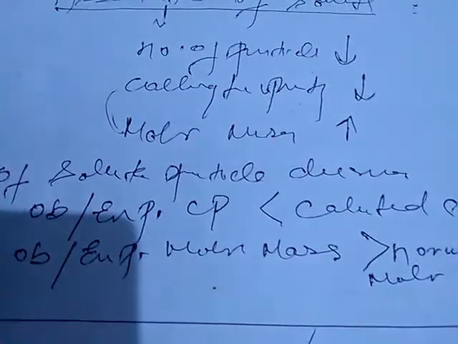So the first point which we have to keep in mind is that the observed or experimental colligative property will be lesser than the calculated colligative property. The second thing is that the observed or experimental molecular mass will be greater than the normal molecular mass. This is the thing which we have to keep in mind in case of association of solute.